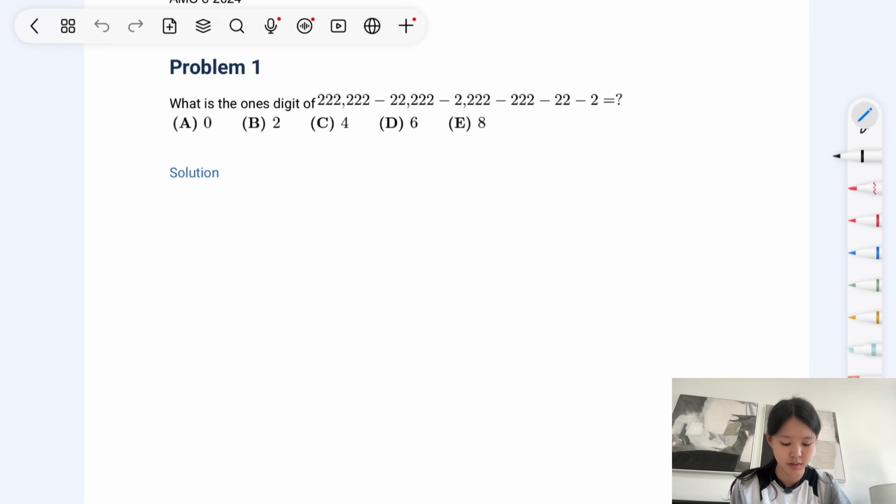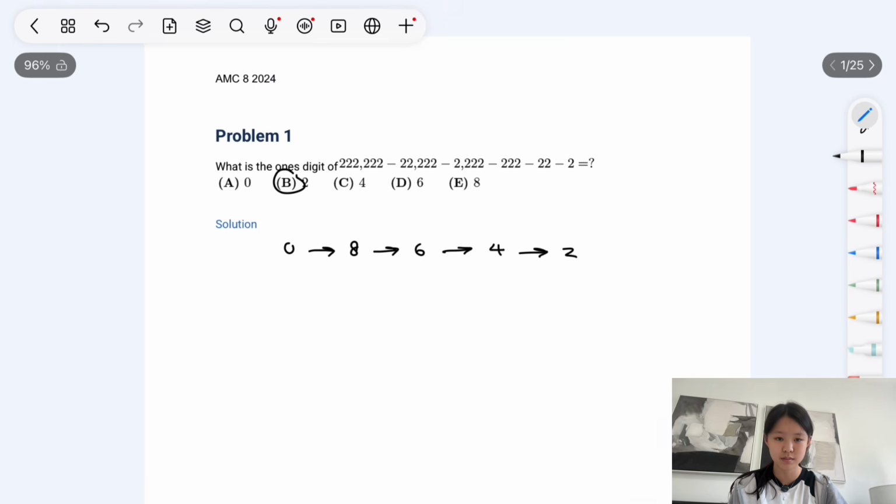So for example, for the first two, the ones digit comes down to 0, and then when you minus 2 again, it comes down to 8, and so on. You can continue that pattern until you reach the final answer, which is a ones digit of 2. So we know that the answer should be B.